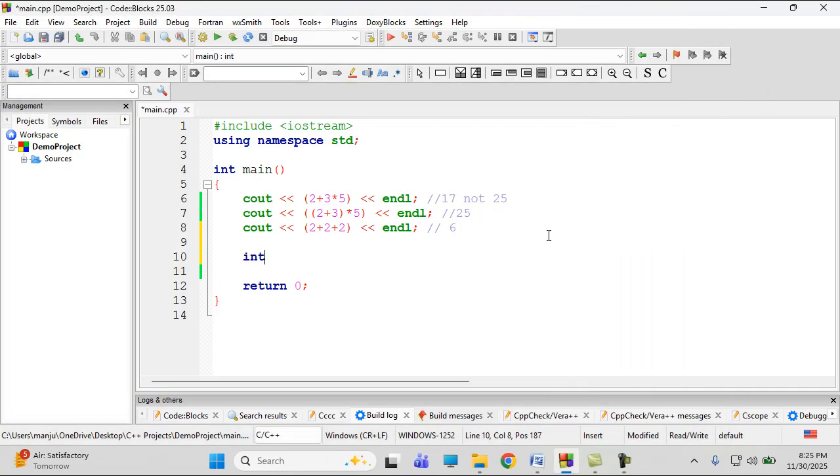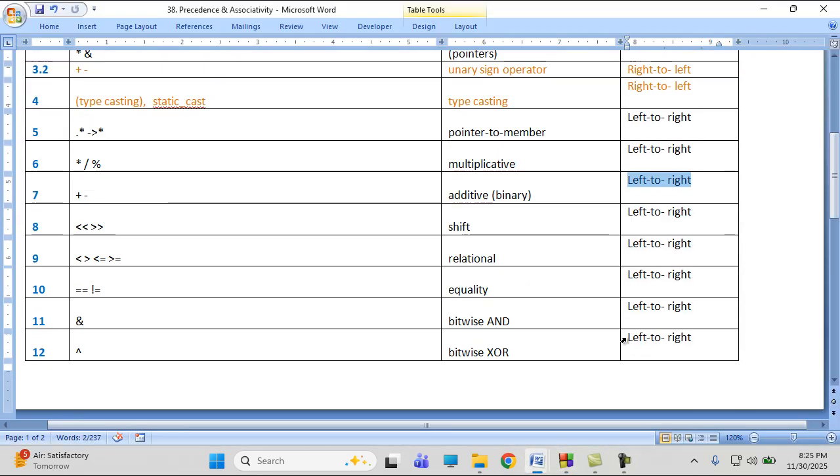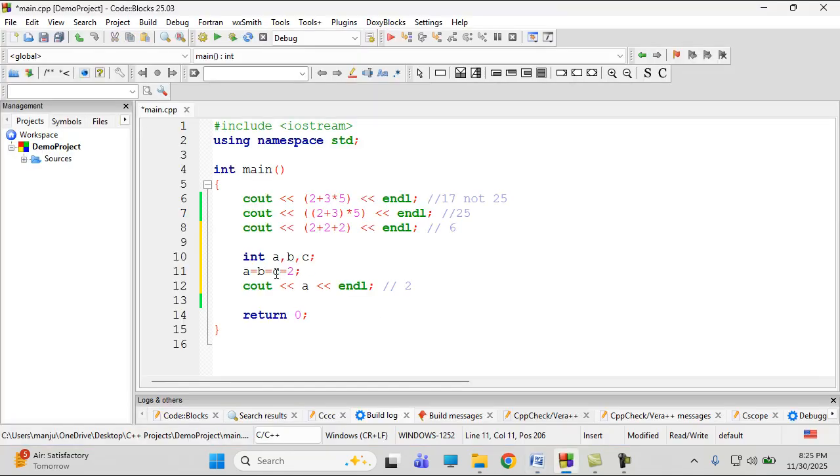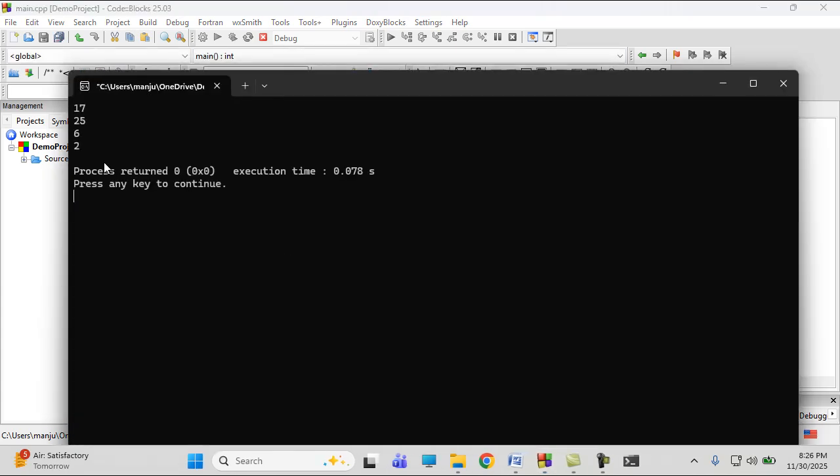Let's say I have created variables a, b and c, and then I say a is equal to b is equal to c is equal to 2, and then I say cout display the value of a and so on. What output do we get? Definitely we'll get 2. But how is it evaluated? As we have here, assignment operators have right to left associativity. So 2 is assigned to c, 2 is assigned to b, 2 is assigned to a. This is how the assignment operator works. It is evaluated from right to left. If I say build and run, definitely we get the output 2, guys.